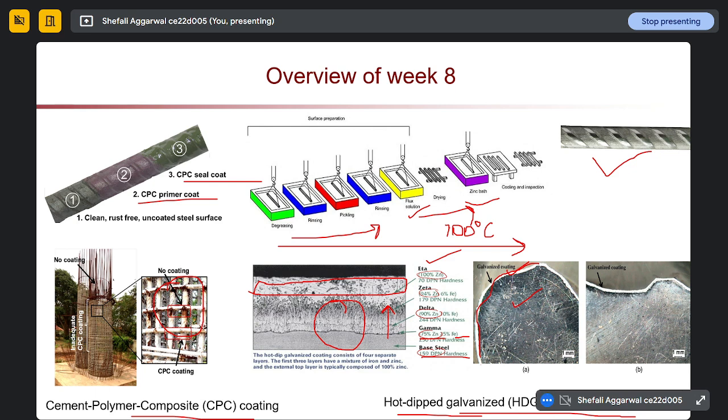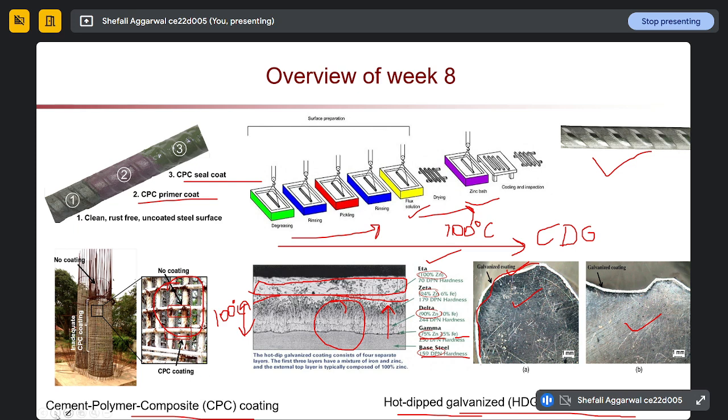There is another type of galvanized rebar, called cold galvanized rebar, or CDG, cold dip galvanized rebar. In that case, your temperature is not high, so whatever layer you form will consist of 100% zinc. There won't be any interfacial layer in that case. That is another type of galvanized rebar which is currently being marketed. This is how a cross section looks: this is your steel and this is your zinc coating.